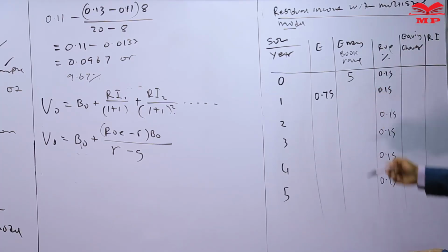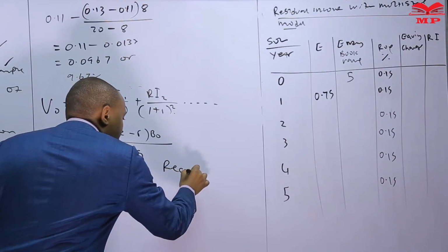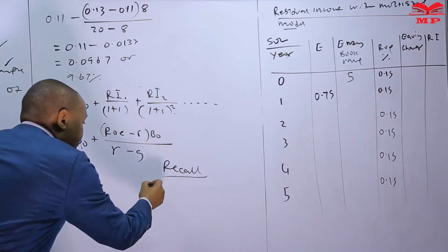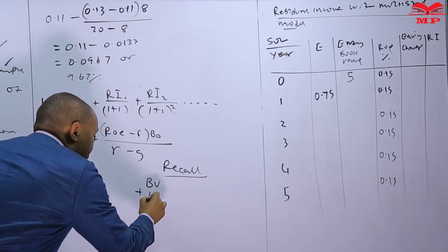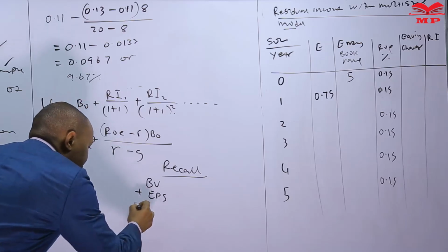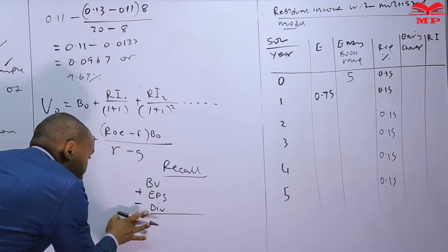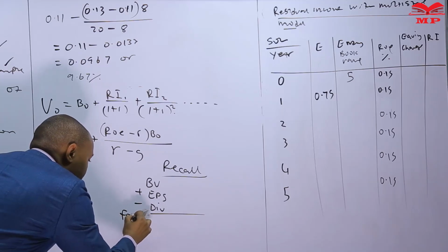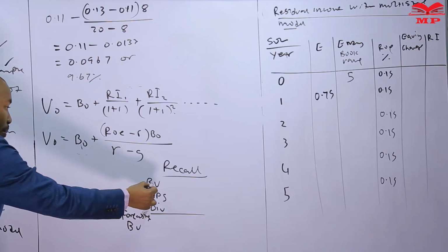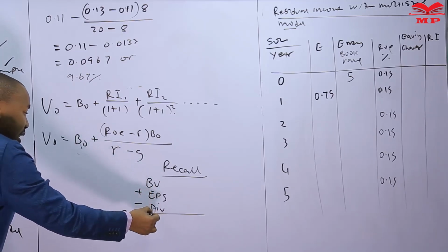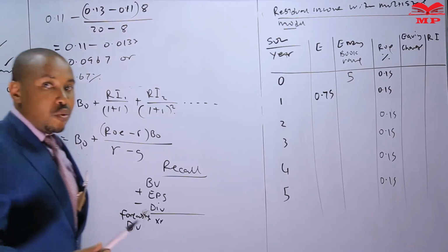For us to get the ending book value, recall what we said. We first of all started with the beginning book value. We added the earnings, EPS, and then we less the dividends so that we can get the forecasted book value right here. So it's beginning book value, we add the EPS, we less the dividends, we get the forecasted book value component there. That's exactly what we're doing.